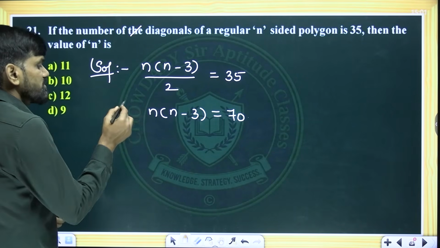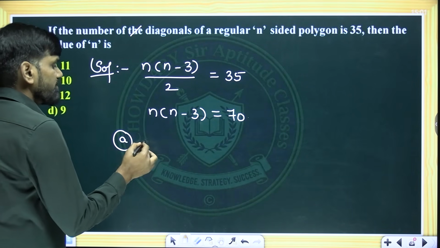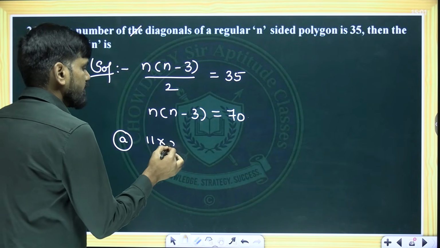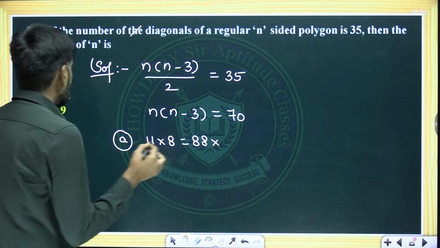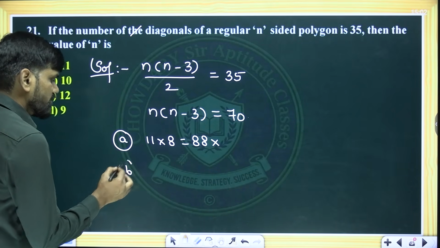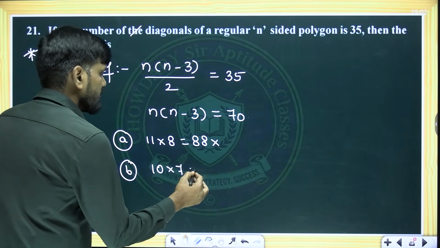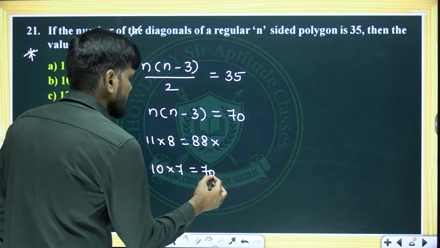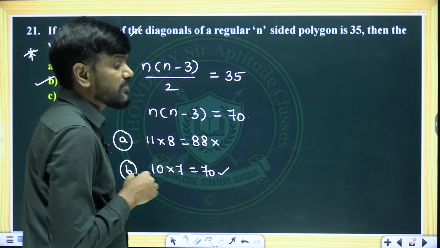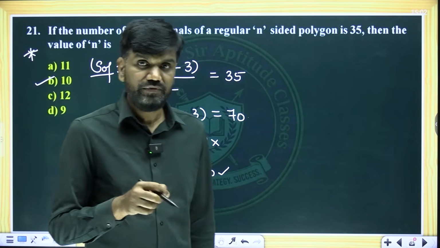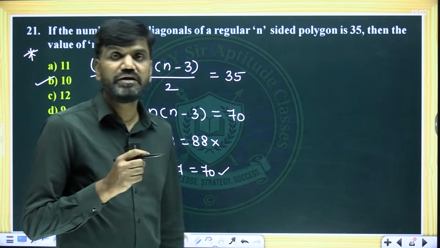So, going by the options, option A, if you put n equal to 11, 11 into 8 is equal to how much? 88. But I need 70, not working. Second option, if you take n equal to 10, n minus 3 will be 7. 10 into 7 will give you how much? 70. So the number of diagonals are 70 when the number of sides are 10. Hence your answer has to be option B, that should be 10.